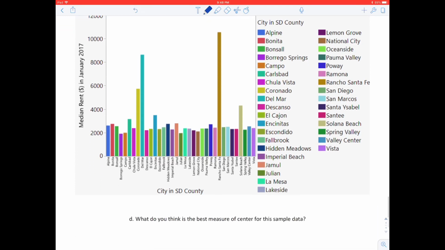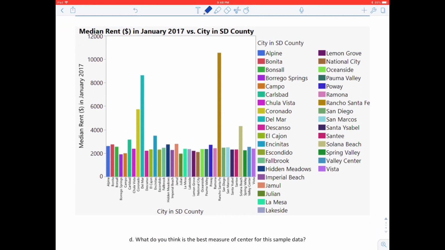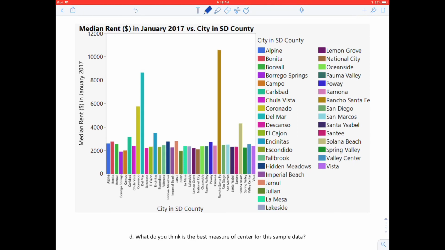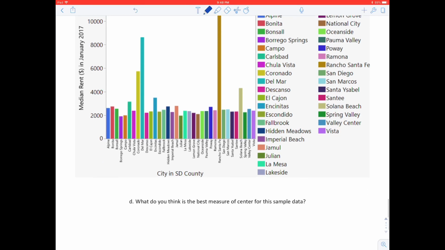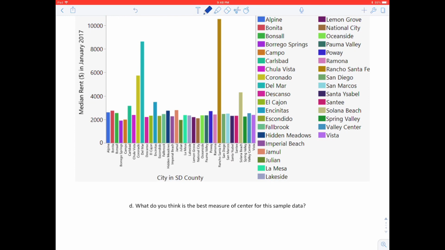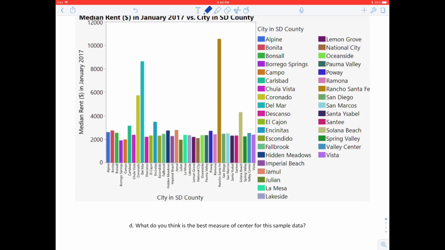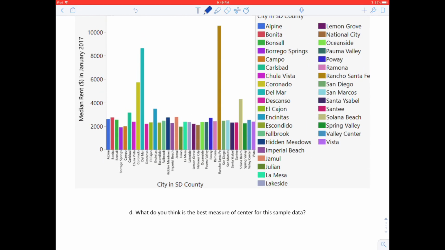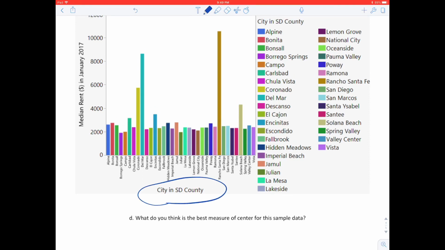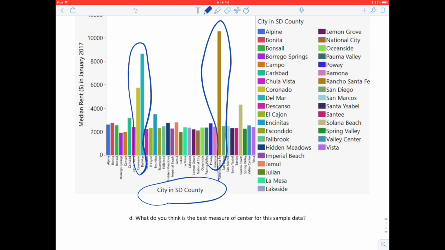Okay, so I took the liberty of creating a bar chart for you in JMP. Isn't it beautiful? And color-coded the cities. I mean, what was the best measure of center? The city is a categorical variable. These things here, Coronado and Del Mar, if you live here, you know they're expensive. Rancho Santa Fe, woo, look at that. And Solana Beach, right? And even Encinitas a little bit.